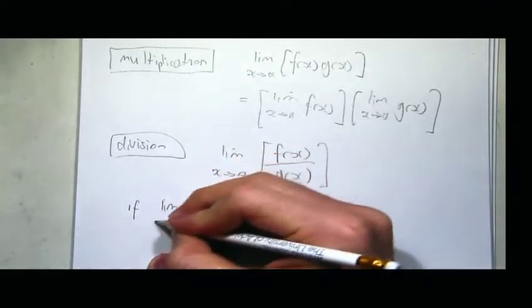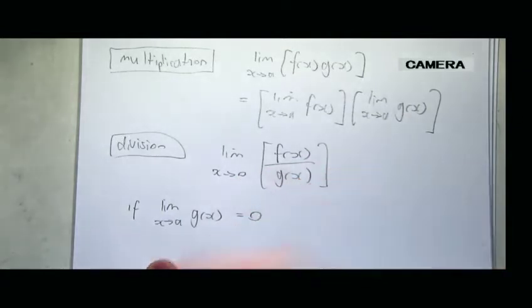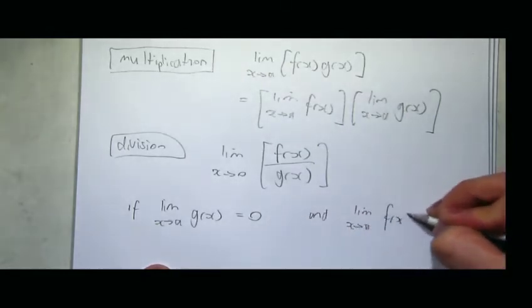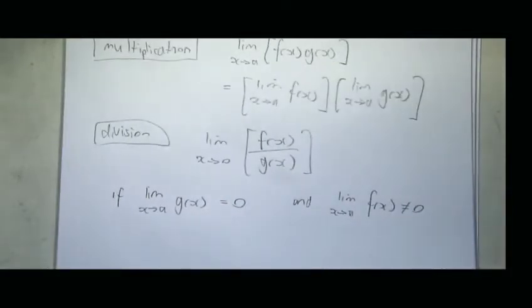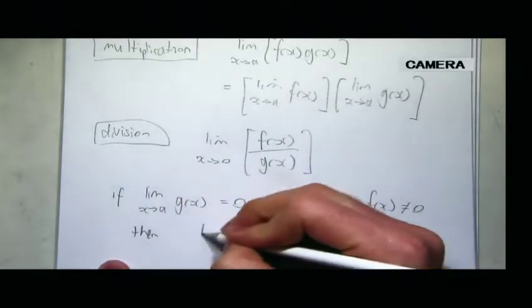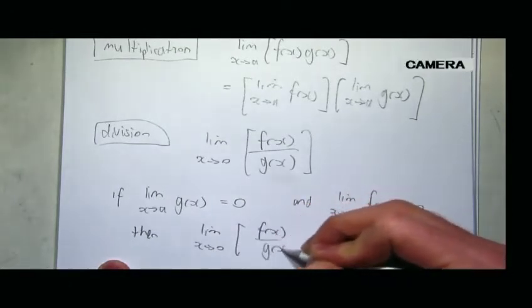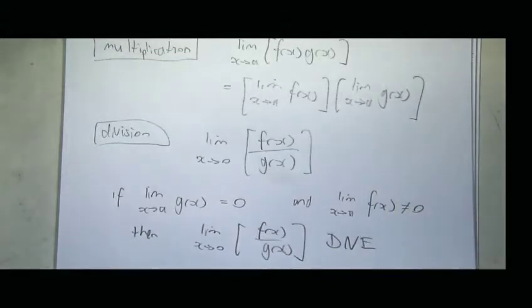So if the limit as x approaches a of g of x is 0, and the limit as x approaches a of f of x isn't 0, so the bottom is 0 but the top isn't, then it doesn't exist. Okay, top isn't 0 but bottom is, the limit doesn't exist.